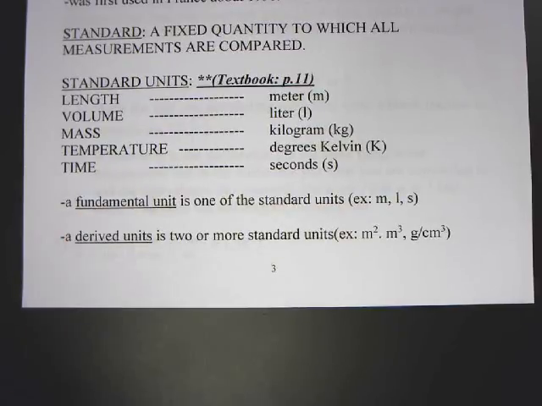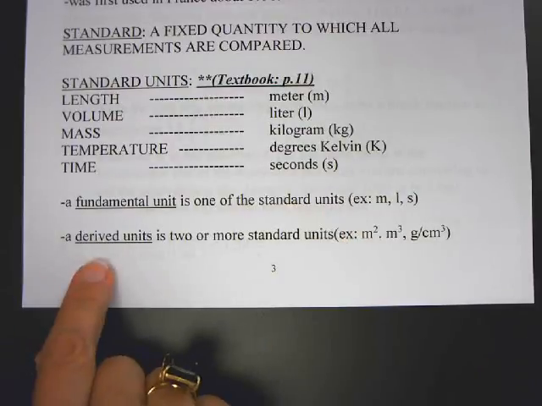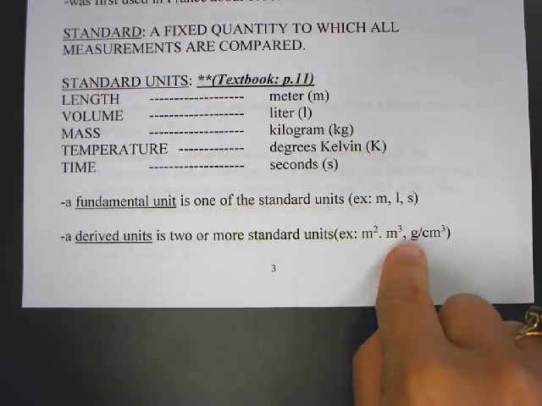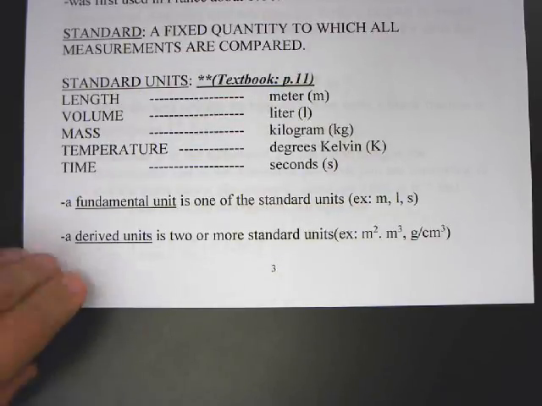A fundamental unit is one standard unit, so just a meter, a liter, a second. A derived unit is two or more. So if I was to measure area, a meter times a meter is a meter squared. That's a derived unit. If I was to measure volume, a meter times a meter times a meter is a meter cubed. That's a derived unit. If I was to measure density, and the equation for density is mass divided by volume, so mass in grams divided by centimeters cubed gives me grams per centimeter cubed, which is also a derived unit.